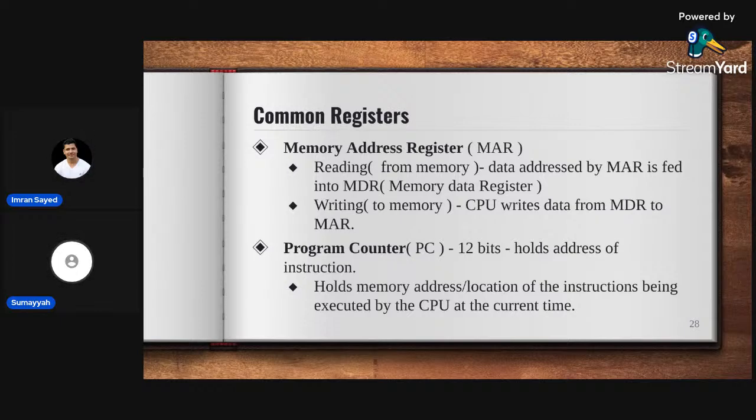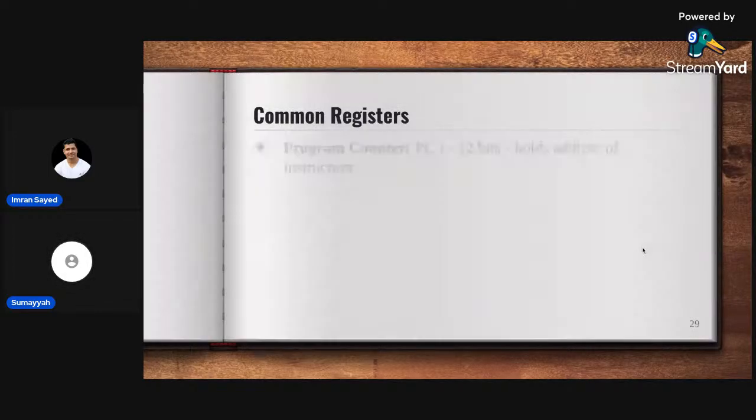Again, the memory address register is used for reading from memory. The data addressed by MAR is fed into MDR. And when writing, the CPU writes data from MDR to MAR. The program counter is of 12 bits. It holds the address of the next instruction. It holds the memory address or location of the instructions being executed by the CPU at the current time, of the next instruction that's going to be executed.